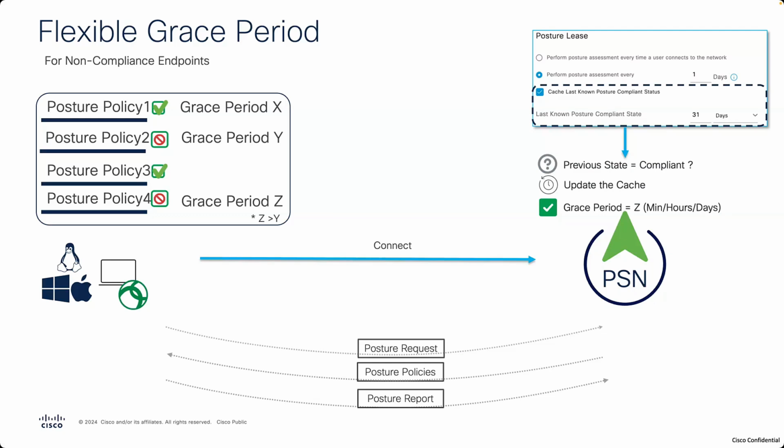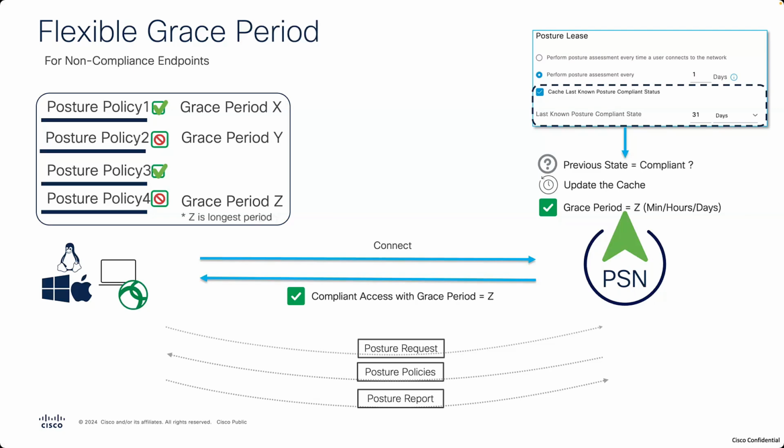That's the reason why we were keeping the last compliance status of each and every endpoint in the cache, and we were defining how many days we have to retain that cache for all these endpoints. So when a secure client submits the report back to ISE, it looks for whether the previous state is compliant or not. If it is compliant, then it's going to update the cache and extend the grace period to the endpoint. Z is greatest amongst X, Y, Z set at the posture policies level. So that's how it works.